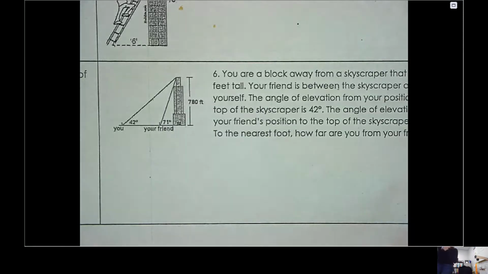We're going to have to find the distance from you to the skyscraper and the distance from your friend to the skyscraper. And then we're going to have to subtract the 2 to figure out what's left over between the 2 of you. So it's essentially 2 problems, right? It's 2 different triangles. So I'm going to kind of redraw both of them individually. I'm going to kind of divide them out so it's a little easier to see.